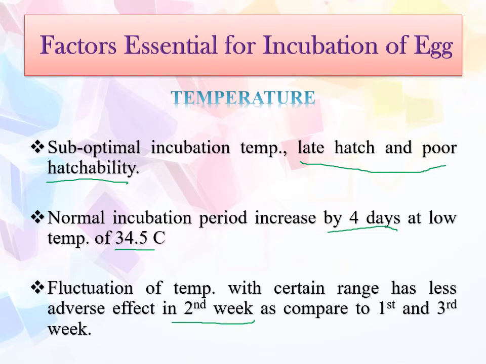So if the temperature deviates from the normal range during the first and third week, it will have a higher adverse effect. But if it fluctuates in the normal range during the second week, it will have very less adverse effect.